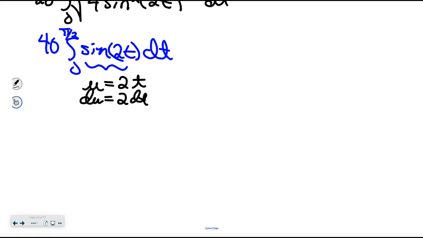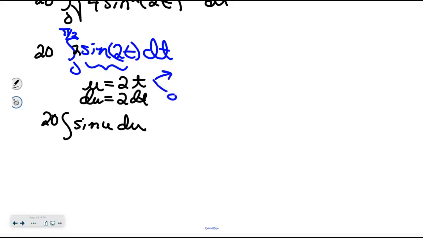Actually, I'm going to leave that 2 in there, because this is nicer. I'm going to put the 20 here and the 2 right there. You get why I'm doing that? Right? Because now this is sine u du. It's perfect. Correct? Yep, so now I'm actually integrating sine of u du. What didn't I do? Change my limits. Those of you who are watching, I'll do that right now. It'd go from 0 to pi.